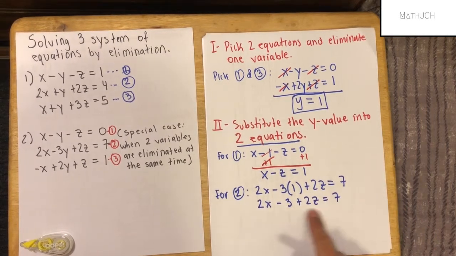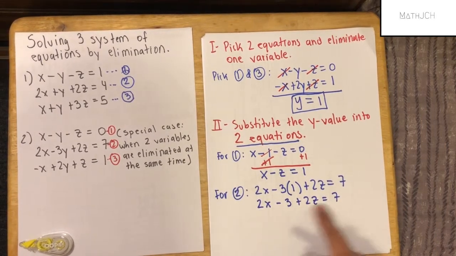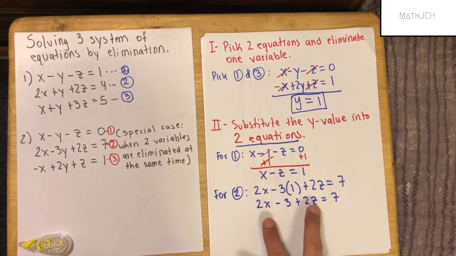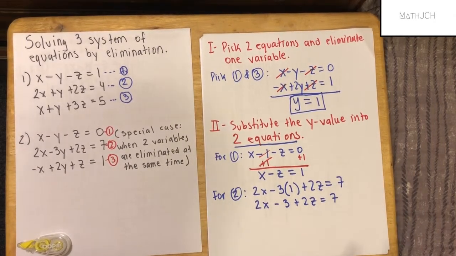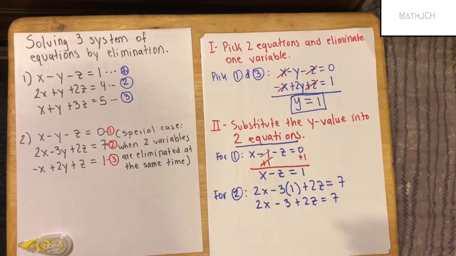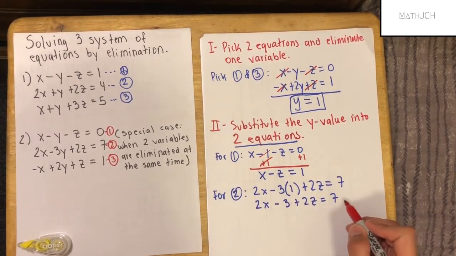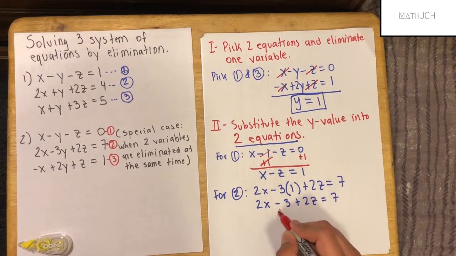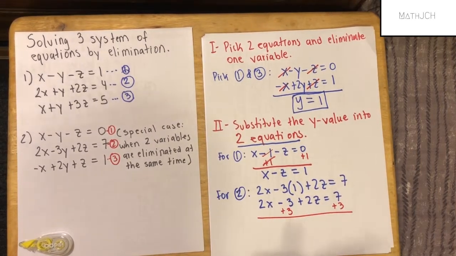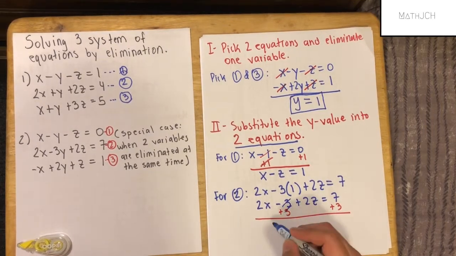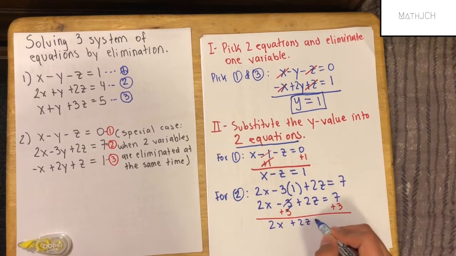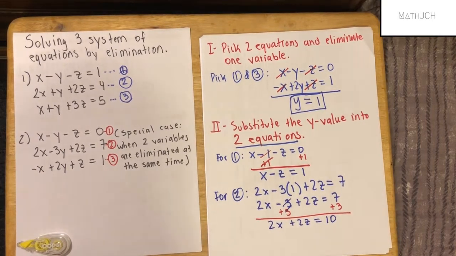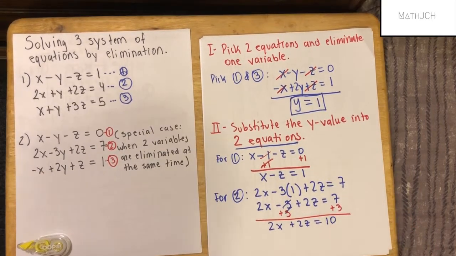Again, let's rewrite it in the general form. Let's leave the variables on the left side and the numbers on the other side. So that means I need to move this 3 to the other side. It's subtracting, so the opposite will be adding to both sides. This cancels right here, and I'm left with 2x plus 2z equals positive 10, because 7 plus 3 gives me 10.